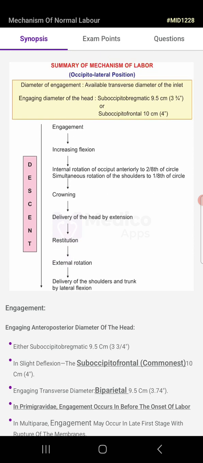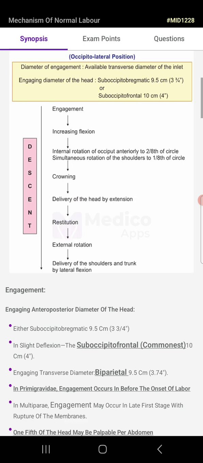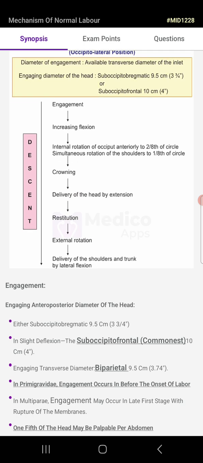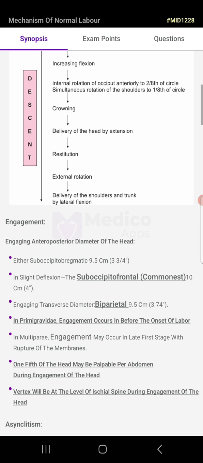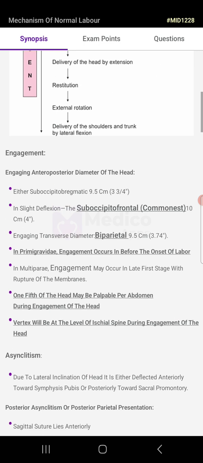For the summary of the mechanism of labor in occipitolateral position, the diameter of engagement is the transverse diameter of the inlet, suboccipito-bregmatic 9.5 cm, suboccipito-frontal 10 cm. Descent, engagement, increasing flexion leads to internal rotation of the occiput anteriorly by 2/8 of the circle, with simultaneous rotation of the shoulder by 1/8 of the circle. Crowning, delivery of the head by extension, restitution, external rotation, delivery of the shoulder and the trunk by lateral flexion.